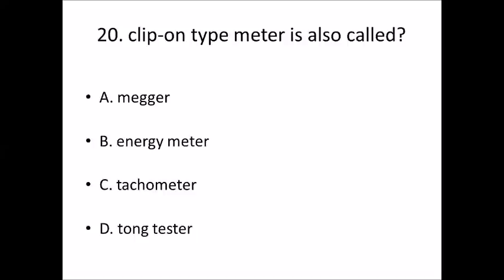20th bit. Clip-on type meter is also called option A, Megger. Option B, energy meter. Option C, tachometer. Option D, tong tester. Answer guess cheyandi.